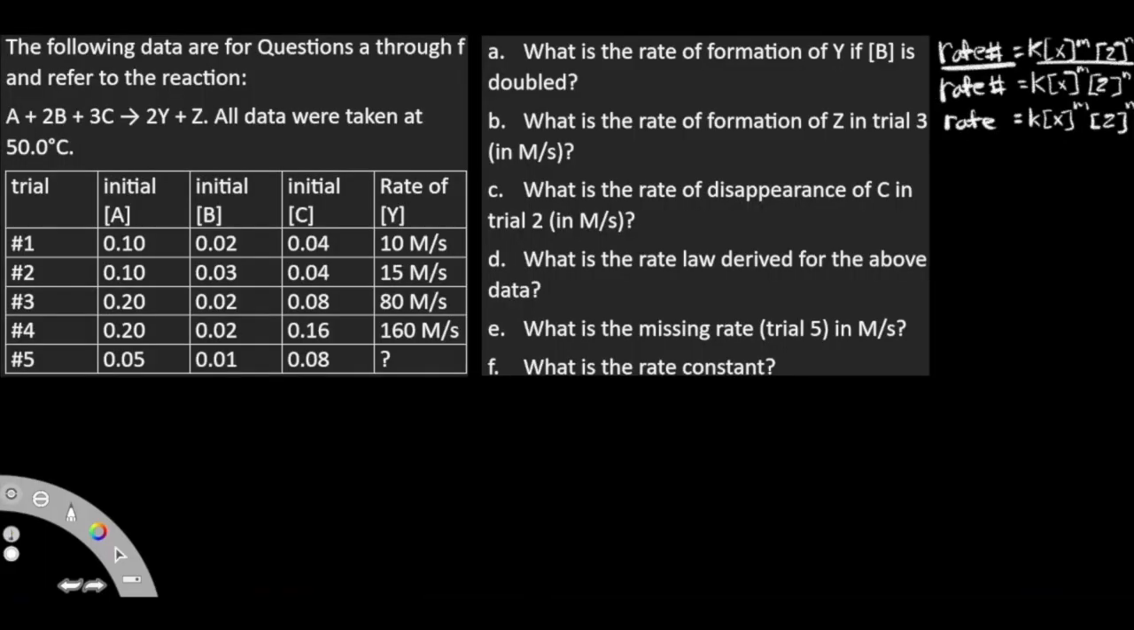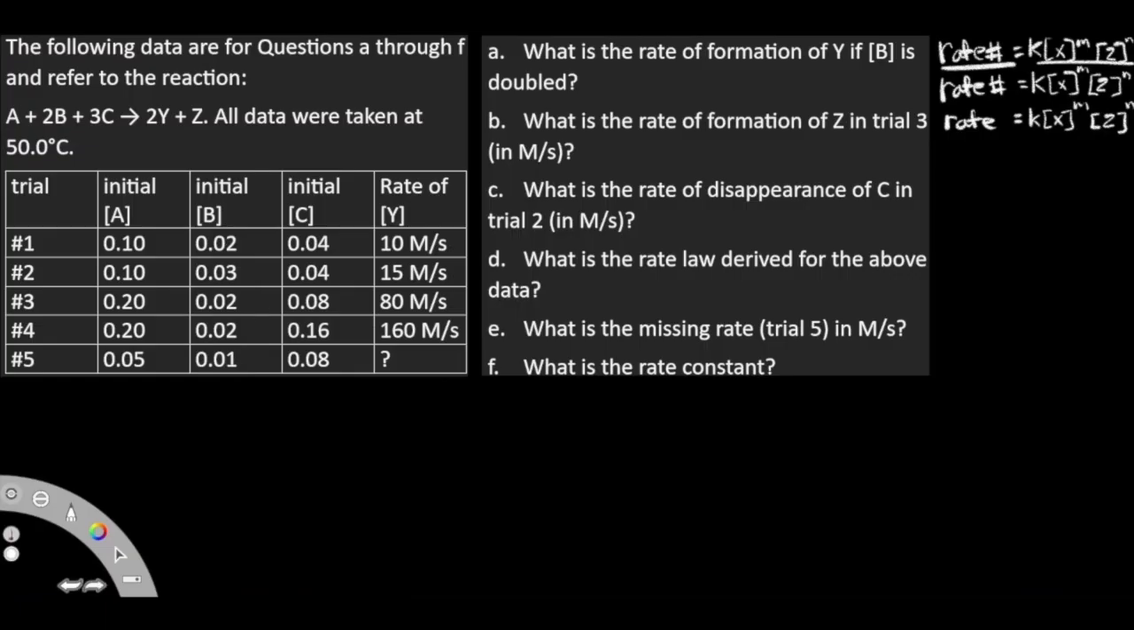So looking at this particular question over here, what is the rate of formation of y if concentration of B is doubled? Looking at our chart here, we're only given this particular formula at the very top, but there's a whole bunch of numbers here, and the only thing that we can identify in A is y. Okay, where is y? Okay, I see y over there. Okay, how about B? Okay, if B is doubled, I see that over here.